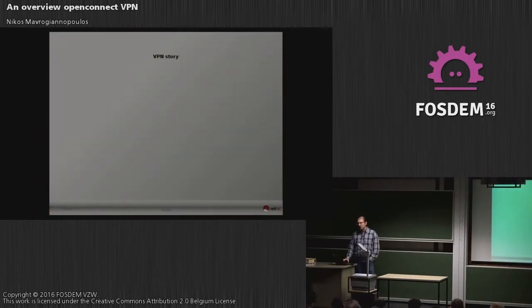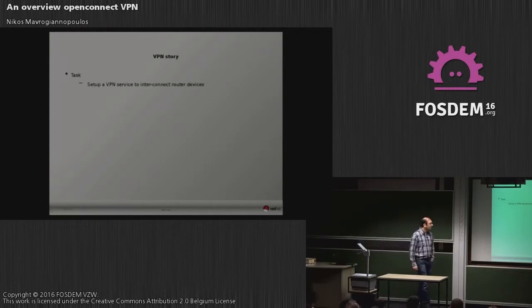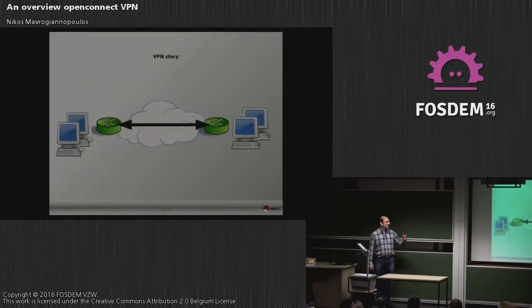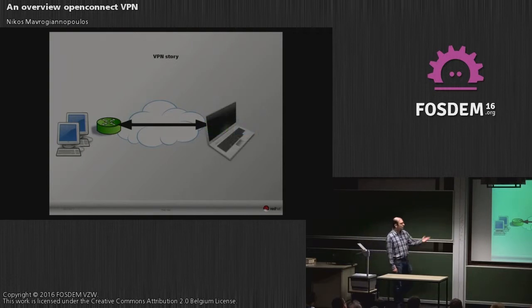A few years ago, I was working in a company and I had been given the task to set up a VPN service between two routers, in a way to interconnect different networks. That's a typical VPN setup. For example, we can have something like this, where we have a LAN connected to another LAN through two routers. Or we also want to handle end users, so an end user can connect from his home to his broker LAN.